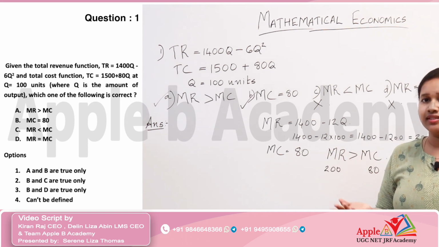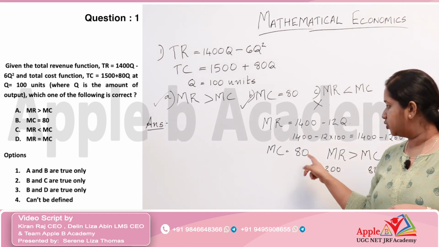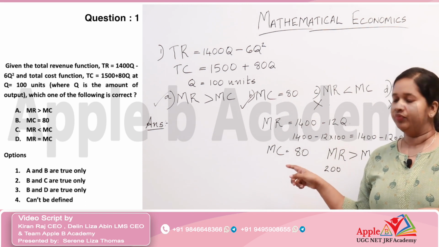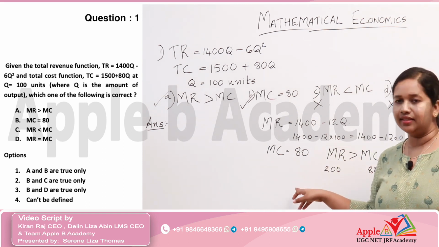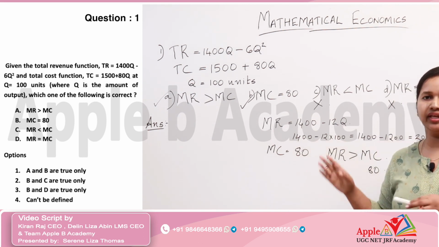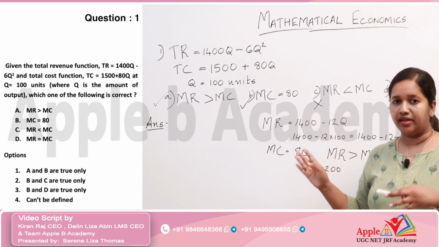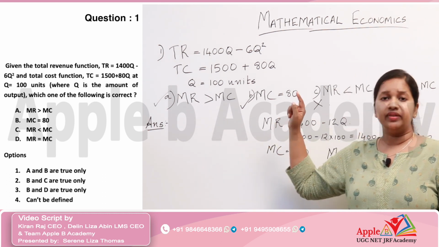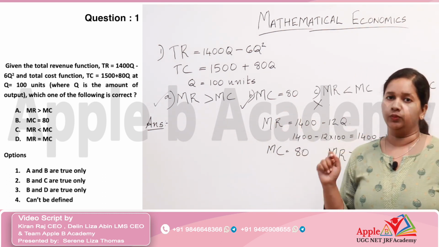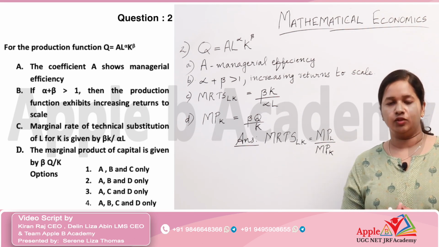We need not substitute the value of q here, because we have already got a constant. So for marginal cost, we got the answer directly as equal to 80. Now we have the values for MR and MC, and looking at the options we can say that option A and option B are true. Now let us look at the second question.